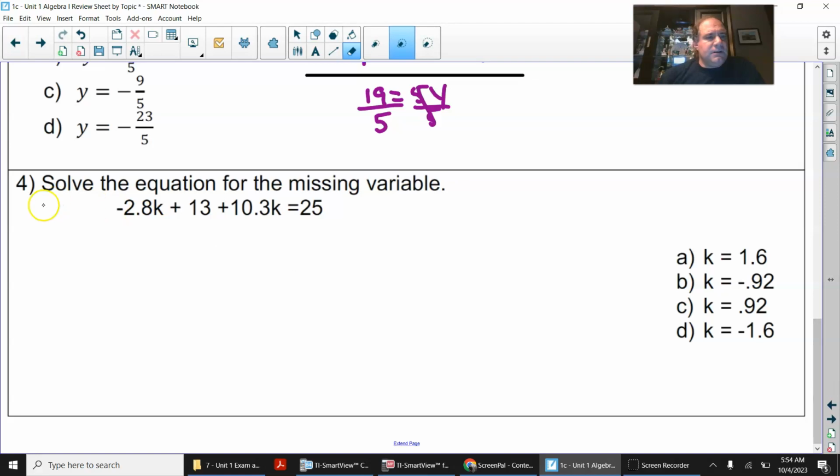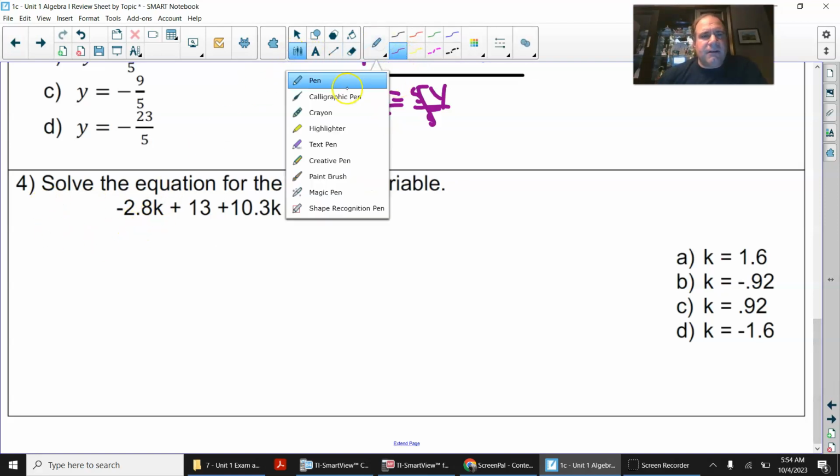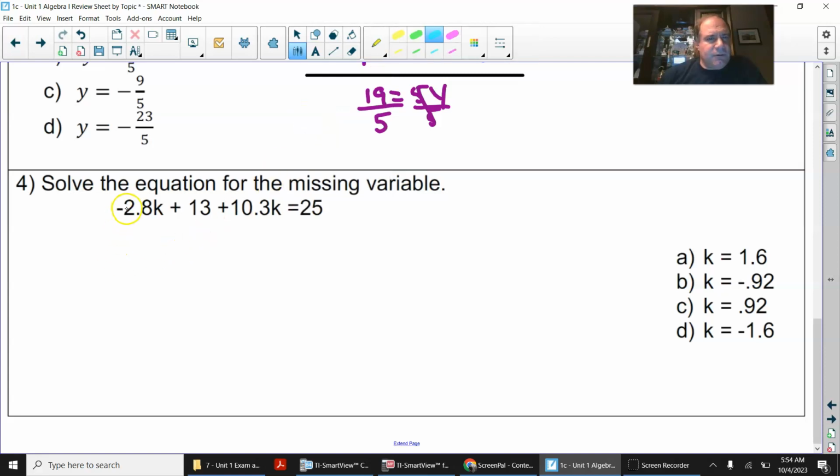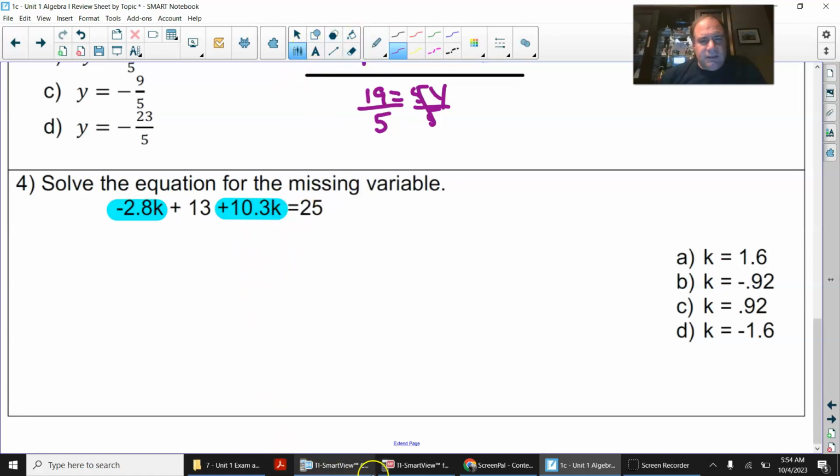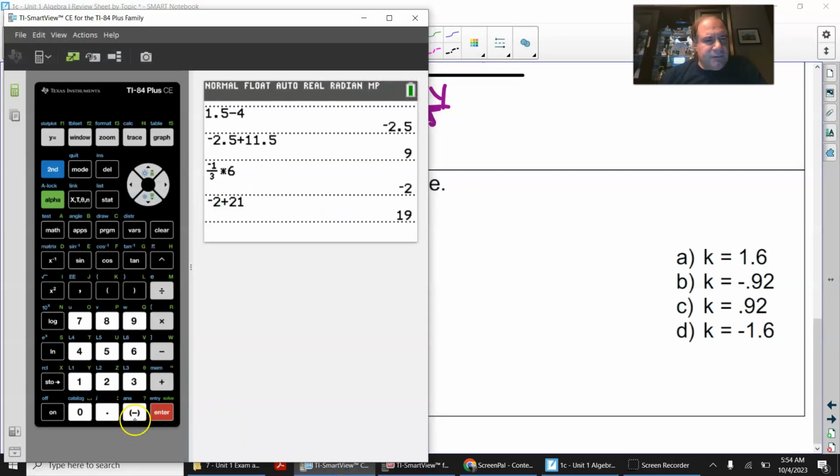Okay, last one. Number 4, negative 2.8. I'm just going to put the highlighter out to combine like terms. You know I'm going to have to combine. So negative 2.8 plus the 10.3. So I'm just going to bring this up. Negative 2.8 plus 10.3. And see what that comes out to be. It is 7.5.